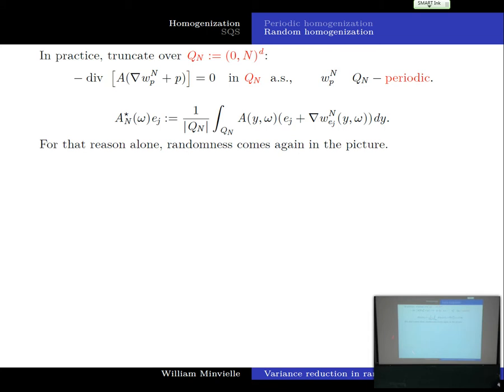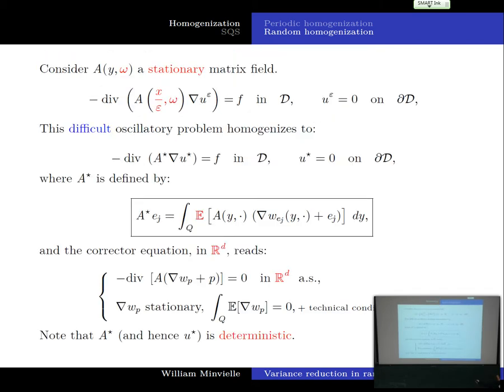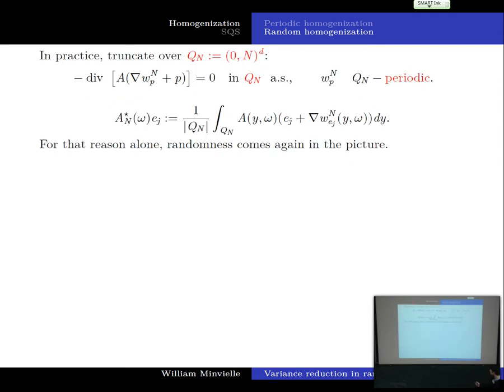So let's solve this PDE. I cannot solve it by hand, I have to do numerics. And to do numerics, actually, I cannot solve it on R^d, in the whole space. I have to truncate. So I truncate this, and I add some fancy periodic boundary conditions. Okay, why not? And actually, why not?